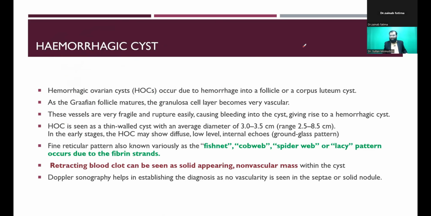Next is hemorrhagic cyst. Let's discuss this. Here there is hemorrhage into the follicle which has developed. So the follicular cyst that we saw, when hemorrhage occurs in that, this is called a hemorrhagic cyst. Or the corpus luteal cyst that we have seen, when hemorrhage takes place in this, that again becomes a hemorrhagic cyst. Usually, on an average, the diameter would be similar to what we saw in follicular cysts or corpus luteal cysts, that is 3 to 3.5 centimeters in diameter.